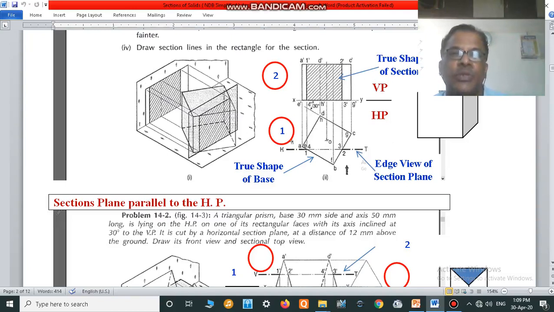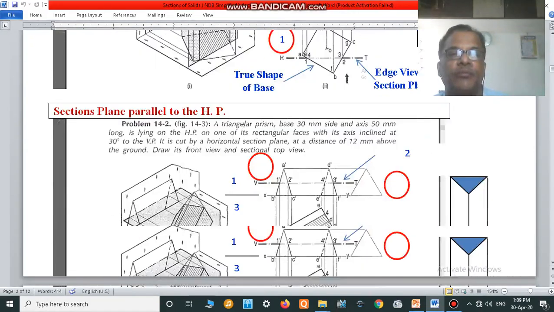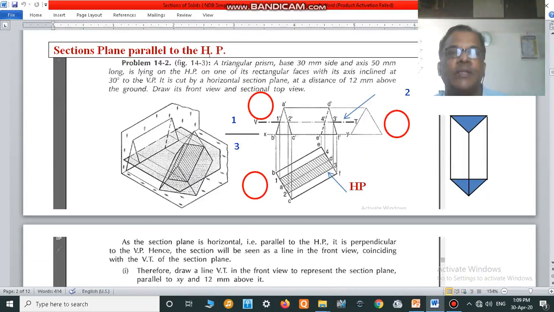So start with position 1 and then you can draw the second position. Take the edge view of the section plane and locate these 4 points. This is the true shape of the section. So this is the case when the section plane is parallel to VP. Now the second case is when the section plane is parallel to HP.